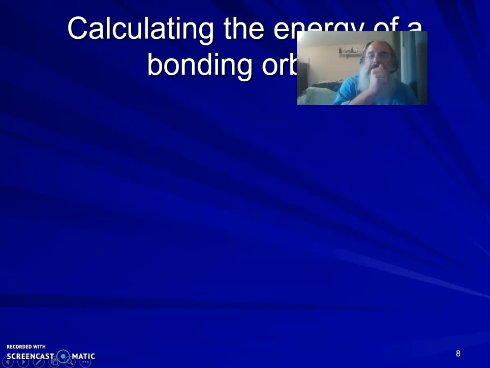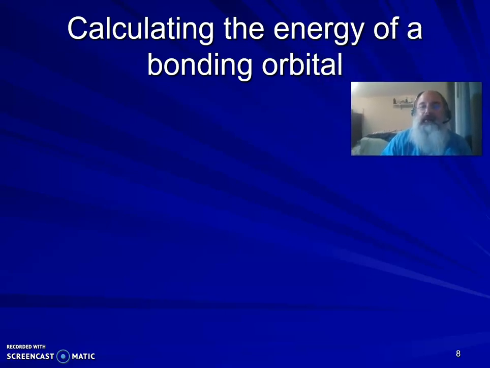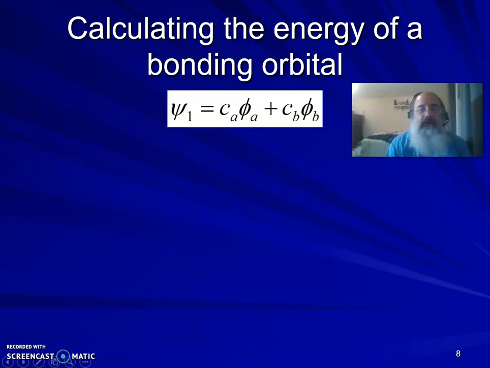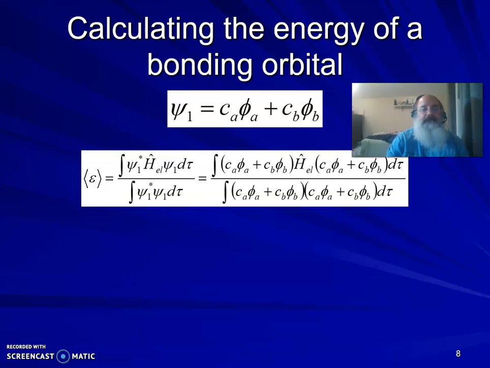And so let's take a look at how we might go about calculating the energy of a bonding orbital for a particular diatomic molecule. We could begin with a simple version of the bonding orbital where the wave function of the bonding orbital is some combination of two functions, one of which comes from one atom and the other comes from the other. And these are the two functions that we assume are overlapping to make the bond.